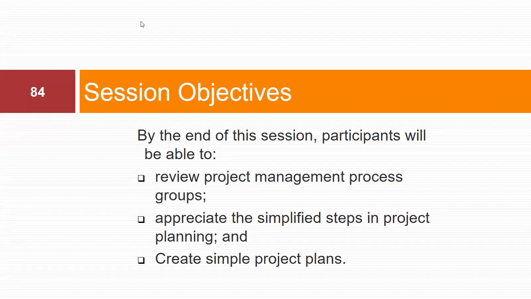Now we have the 5 process groups. We have the initiating, which defines and authorizes the project or a project phase. Then we have the planning process group, which defines and refines objectives and plans the course of action required to attain the objective and scope. We have the executing process group, which integrates people and resources to carry out the project management plan for the project. Then we have the monitor and control process group.